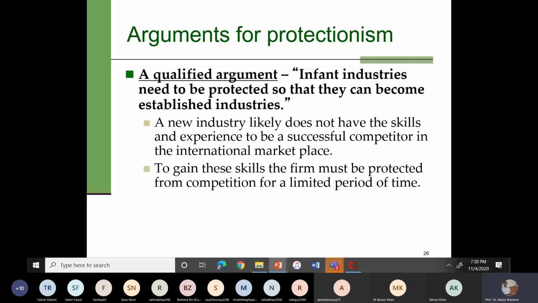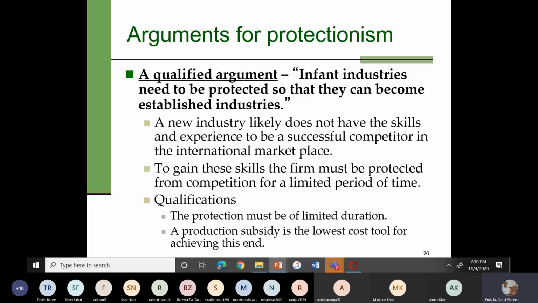But the main thing is that this protection must be of limited duration. You cannot give it for an unlimited time period. And this duration should be used to acquire competitiveness in the international market.